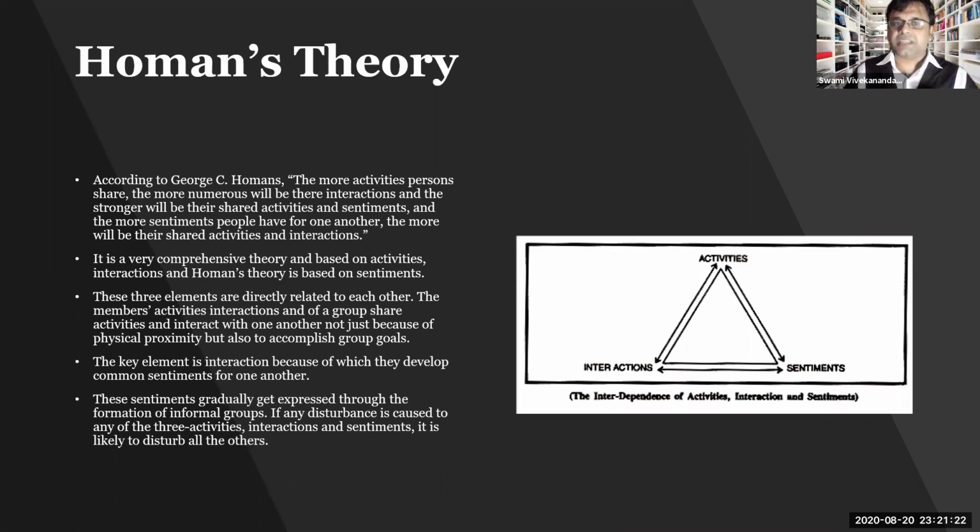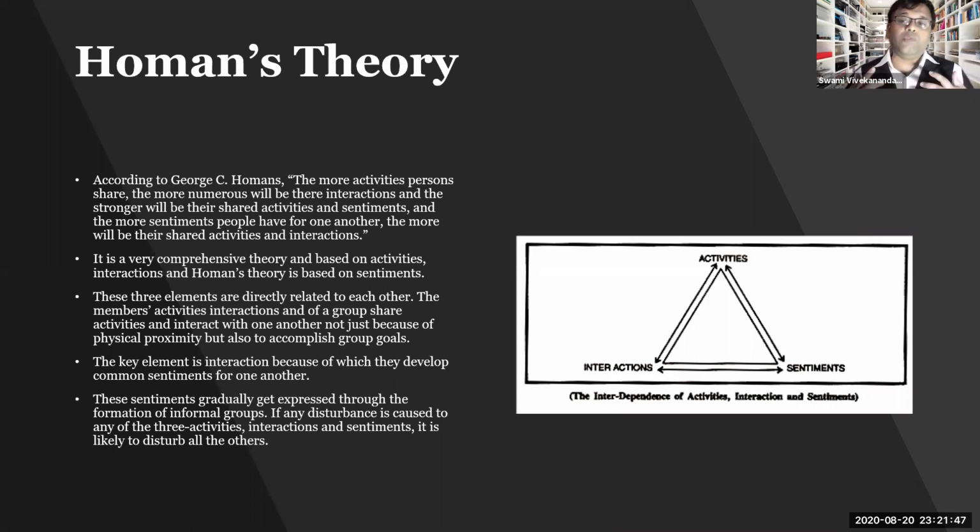Activities, interaction, and sentiments: these three elements are directly related to each other. Members of a group share activities and interact with each other, not just because of physical proximity, but also to accomplish group goals. It is not because of physical proximity, but because they share similar kinds of activities, interaction, and sentiment.